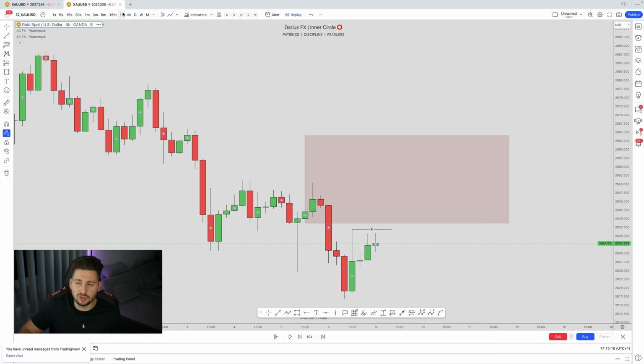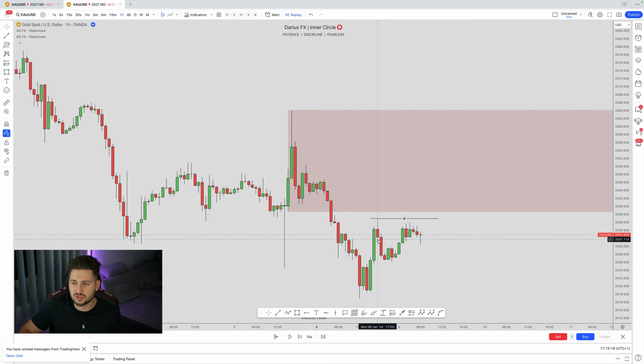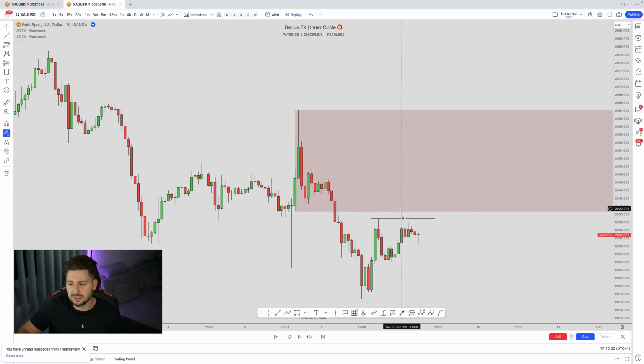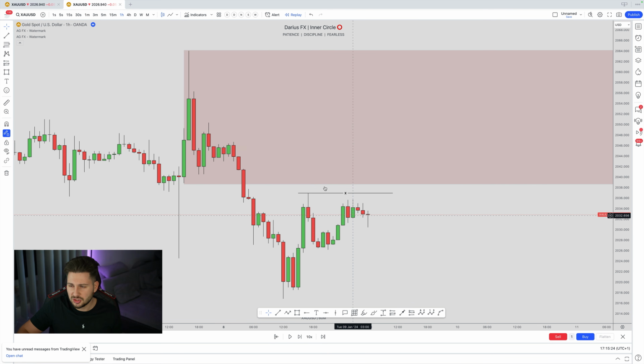And now I'm going to go straight to the 1 hour time frame, which from my point of view is my mid time frame, to understand where price will potentially go. So on the 1 hour, what I recognize very fast is that we've got this kind of trendline liquidity.